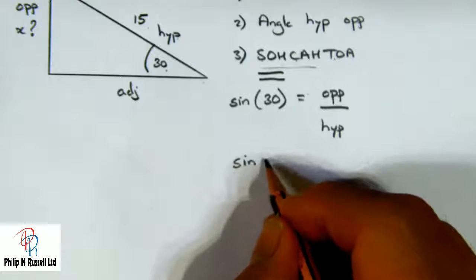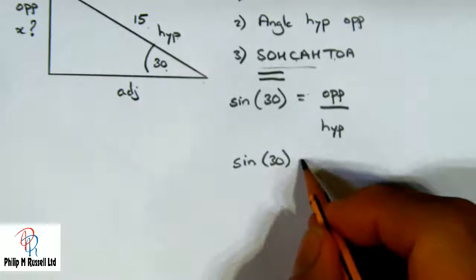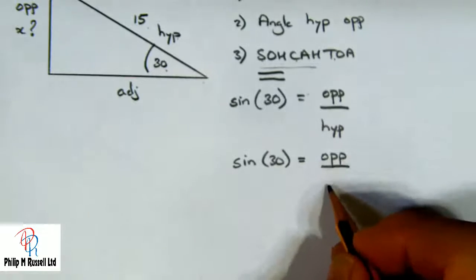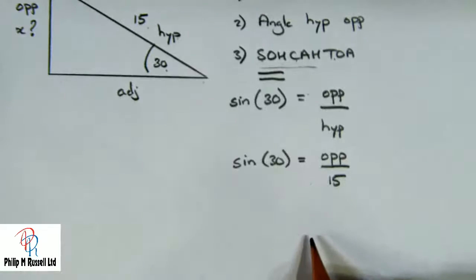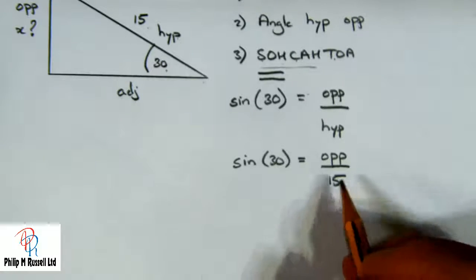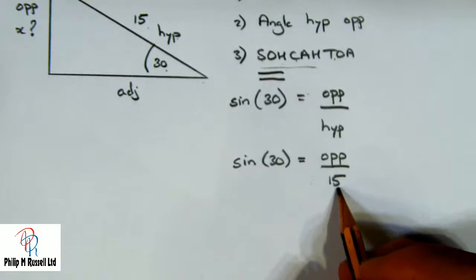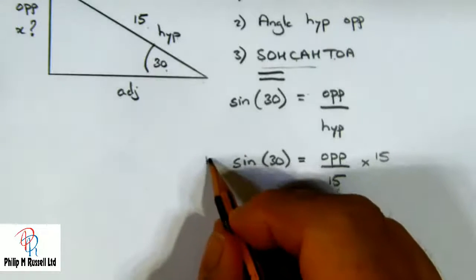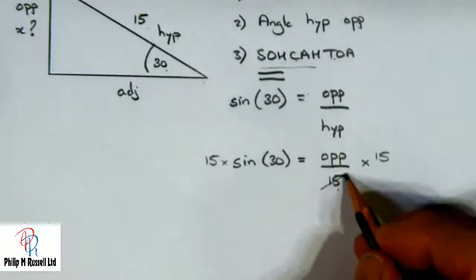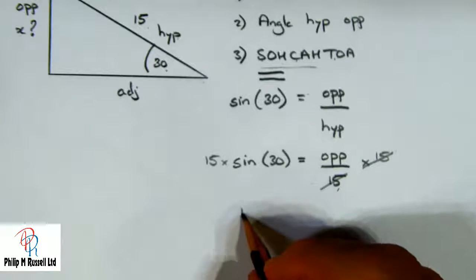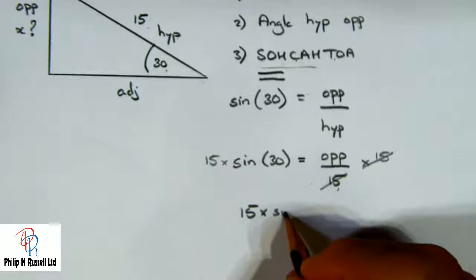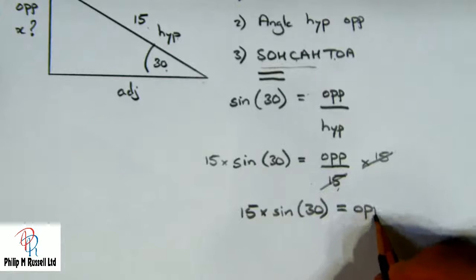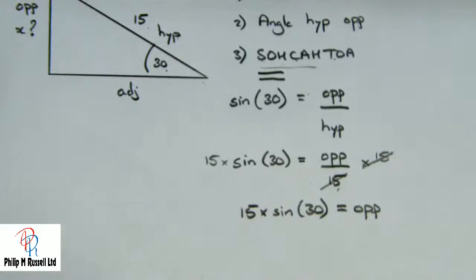So the sine of 30 is going to be the opposite, which I don't know, divided by the hypotenuse. We're going to rearrange this formula, and I need to get rid of this divided by 15, and to do that what I'm going to do is multiply both sides by 15. This will cancel, and so we've now got 15 times the sine of 30 degrees equals the opposite. Let's go and put this into the calculator.